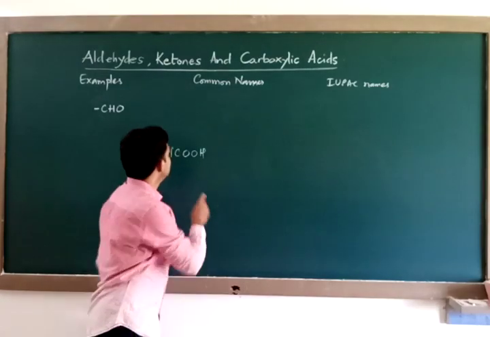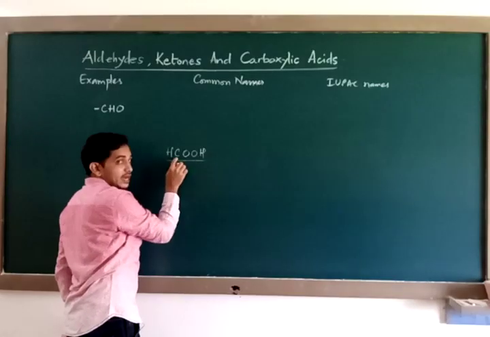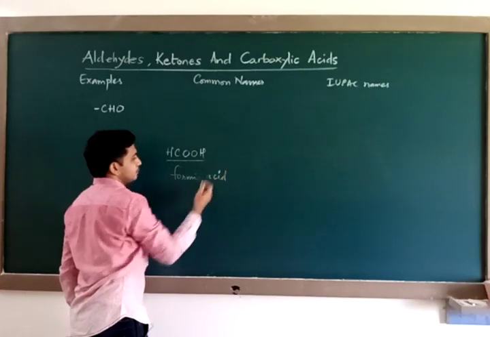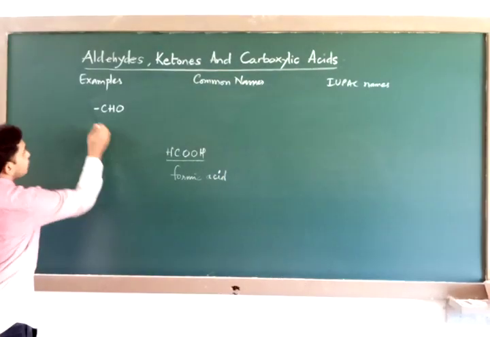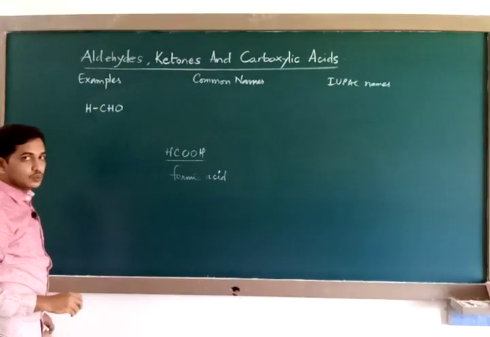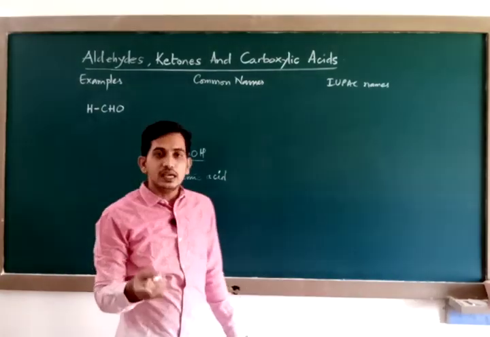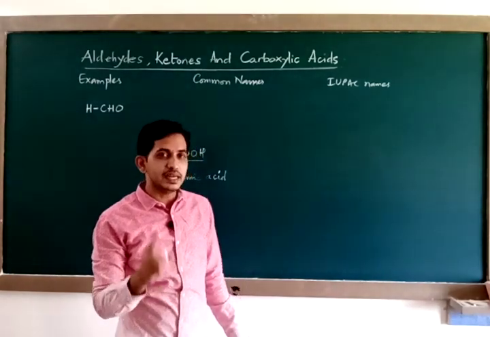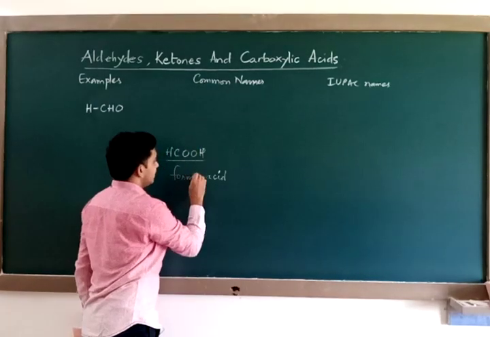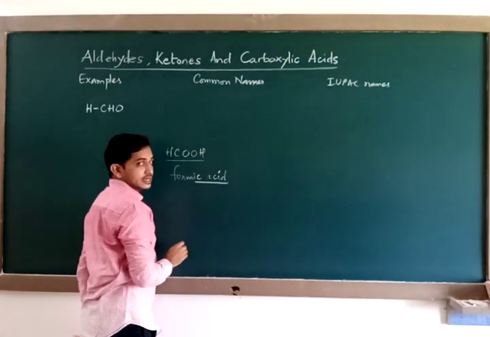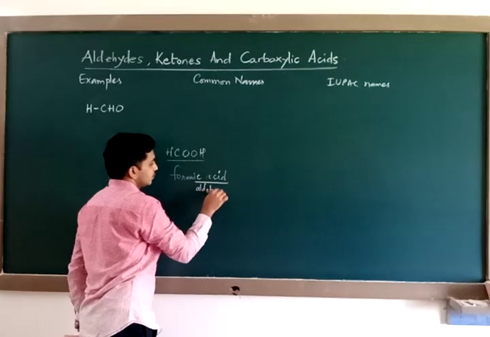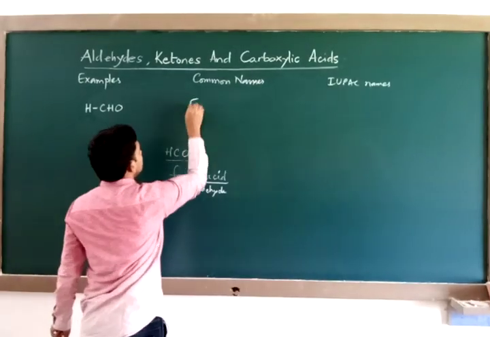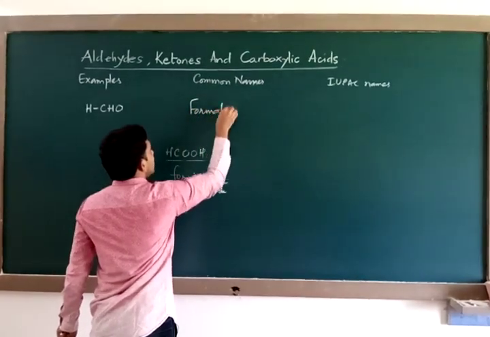For example, in this compound there is only one carbon. It is commonly called formic acid. The corresponding aldehyde is this compound. So how are they named? The common name of an aldehyde is derived from the common name of the carboxylic acid by replacing the last "ic acid" with the word aldehyde. Since both of them contain one carbon, its common name will be formaldehyde.